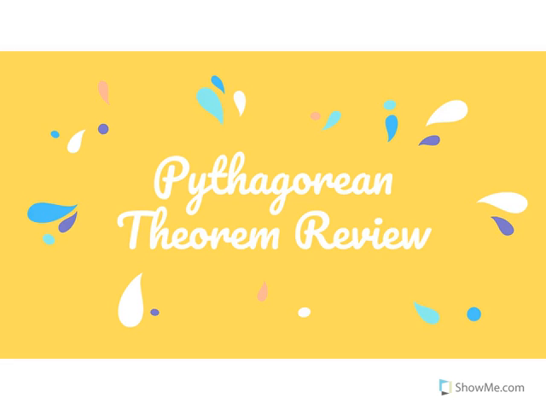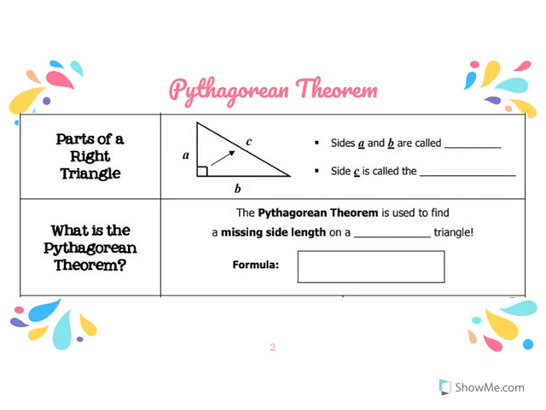Hello everyone, today's notes are the Pythagorean Theorem. This should just be review for all of us. So for the first thing for Pythagorean Theorem, we use Pythagorean Theorem when we have a right triangle. If we do not have a right triangle, we are not allowed to use the Pythagorean Theorem.